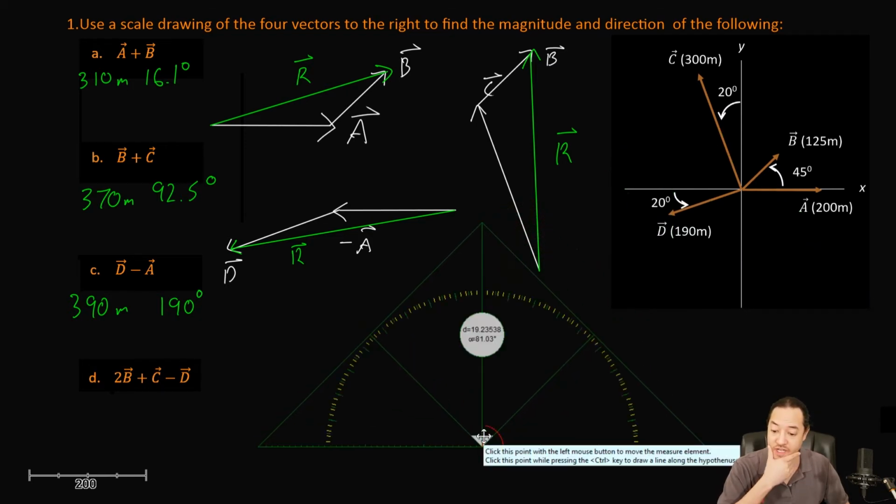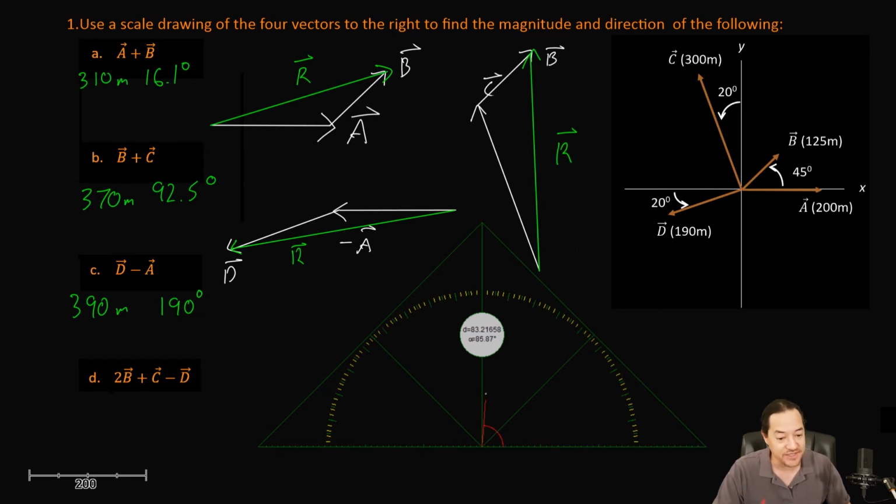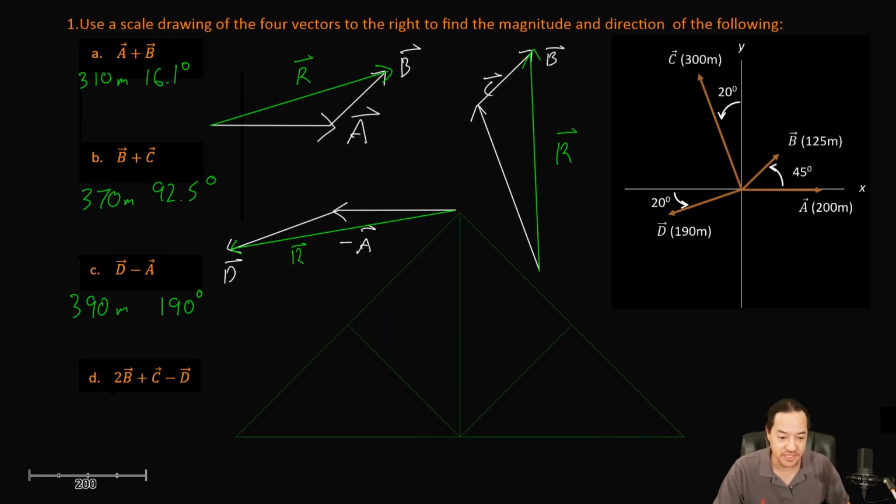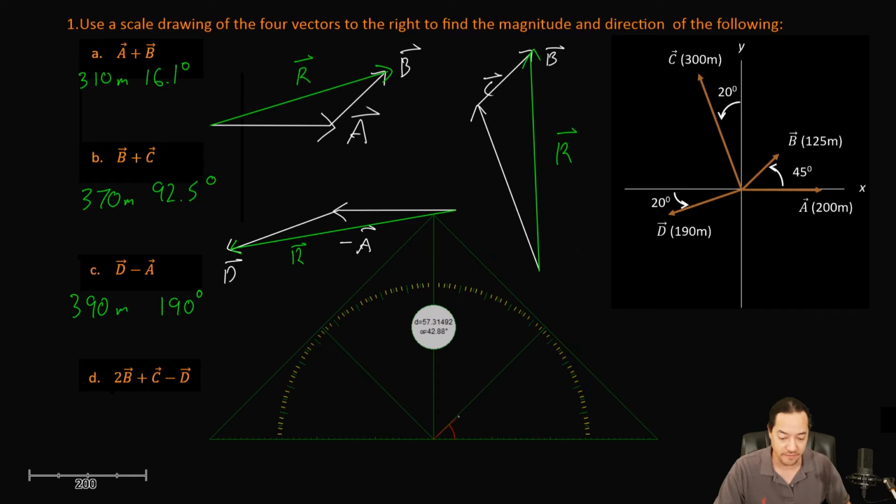Okay, part D here, we're going to have 2 times the vector B plus C minus D. Okay, let's do that. So 2 times B. So 2 times B is going to be 45 degrees. But instead of being 125 meters, it'll be double that, right? So it's going to be 250 meters. 250 meters long here at a 45-degree angle. We're looking at something like this. Beautiful. Okay, so this is vector 2B. Just like that.